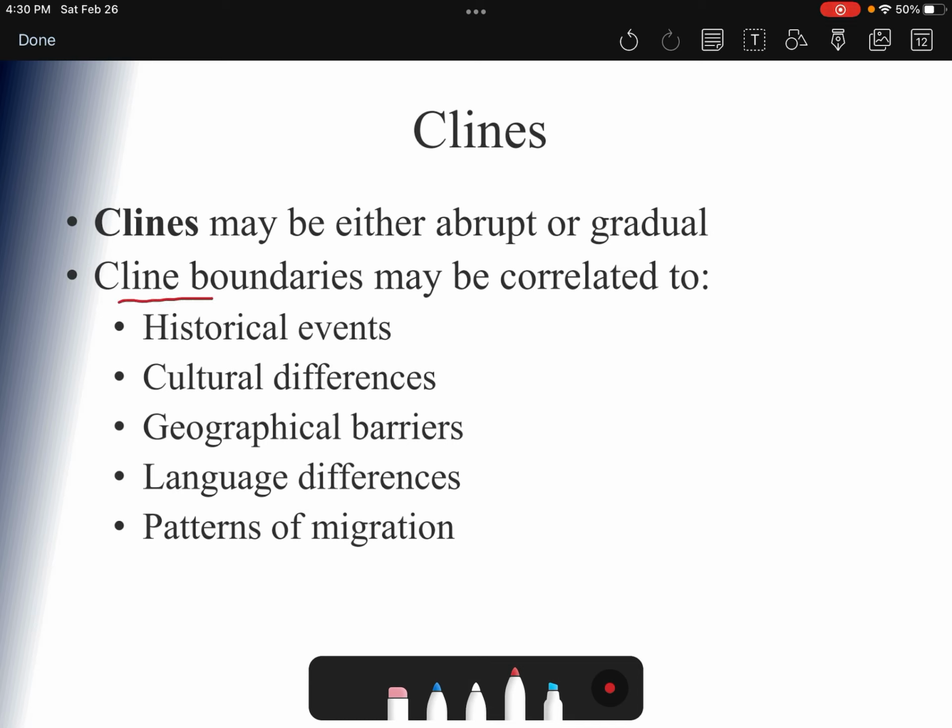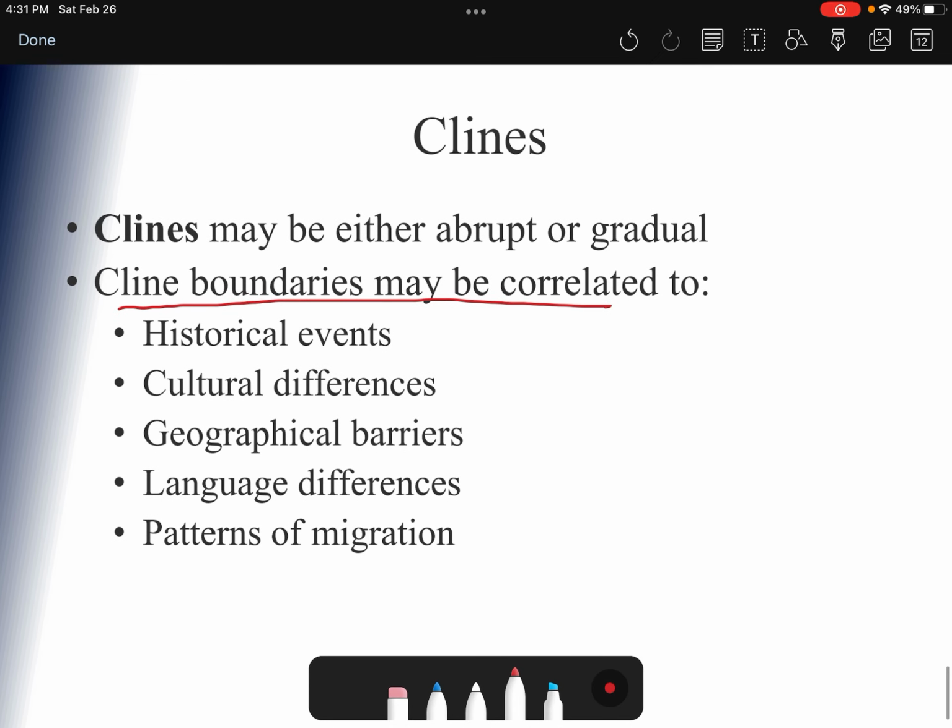So different things, those clines can be correlated to include things like historical events, cultural differences, just geographical barriers, maybe rivers that separate two regions, mountains, things like that. Language differences can divide different populations. If you can't really speak the language of the next neighboring population, you're probably not going to settle there. And so you can start to see differences among populations there. Patterns of migration, all of these things can influence those cline boundaries. So non-random mating and migration are two factors that can change allele frequencies.